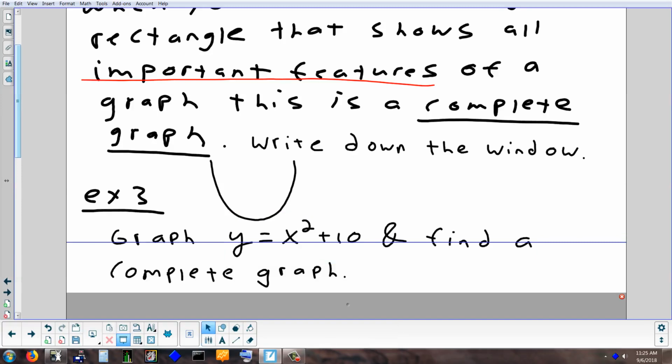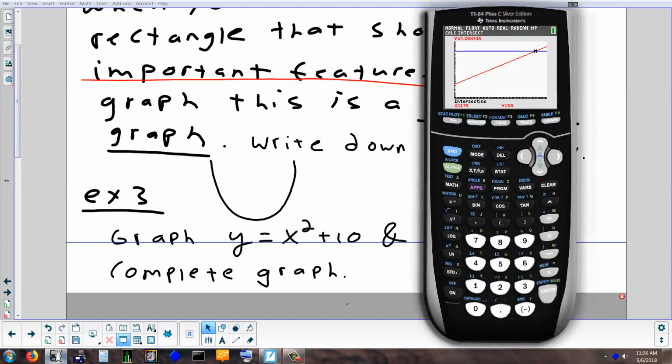So knowing what to look for is kind of a combination of learning how to use the calculator and learning some patterns when you see certain exponents in the problem. Okay, so let me type it in. If you have anything else in there, you can clear it out. We don't need that anymore. X squared plus 10. Okay, I'm gonna hit graph the way it is right now.